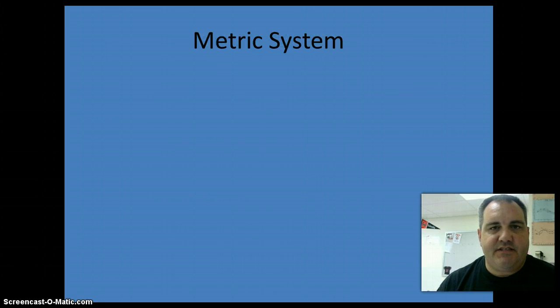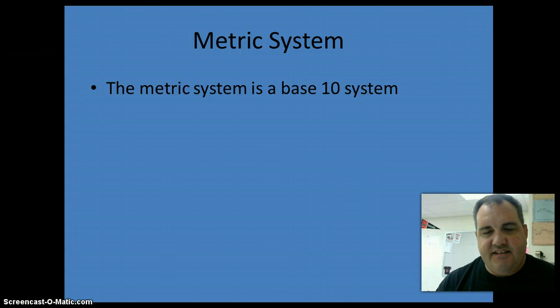Basically, the metric system is something you've talked about in the past. It's a base 10 system, whereas the English system is base whatever. Nobody really knows how many cups are in a pound, it's in a bushel.